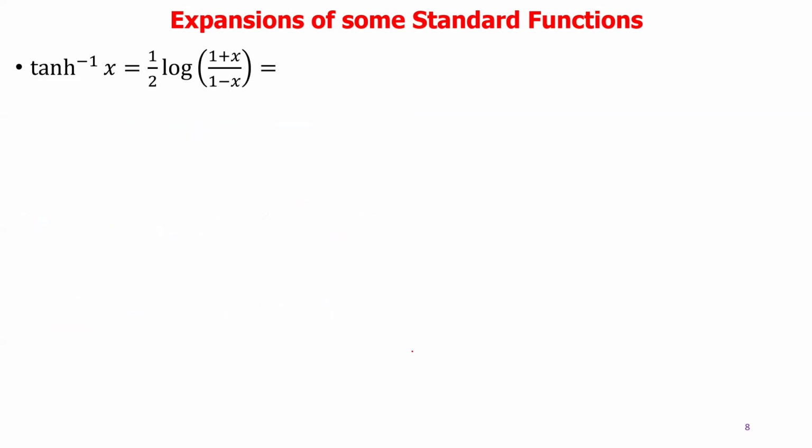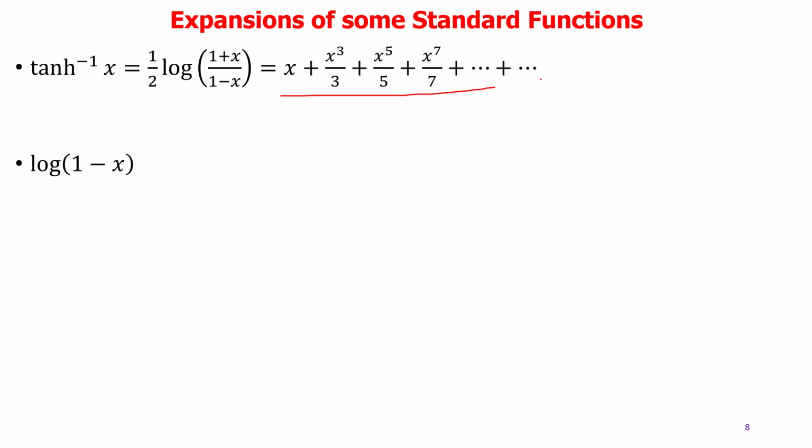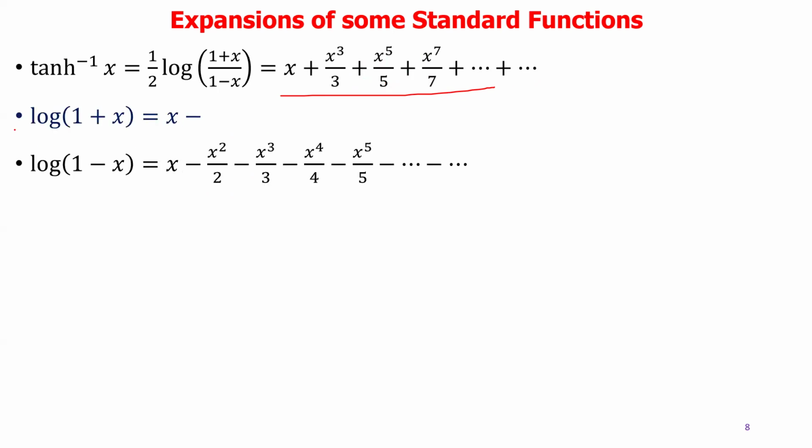Tan hyperbolic inverse of x is nothing but 1 upon 2 log of 1 plus x upon 1 minus x, and it can be written as x plus x cube upon 3 plus x to the power 5 upon 5 plus x to the power 7 upon 7 and so on. The expansion of log 1 plus x is x minus x square upon 2 plus x cube upon 3 minus x to the power 4 upon 4 plus x to the power 5 upon 5 and so on.